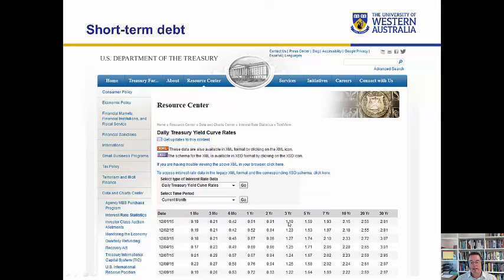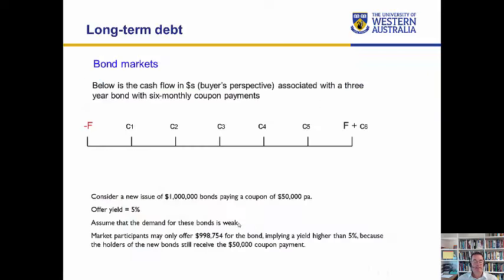Now beyond 1 year we're now talking about the bond market, so that's a little bit different, but I just wanted to show you that these short-term debt markets do have interest rates attached to them, and these are the interest rates on US Treasuries. So short-term debt issued by the US government. Okay, so that is the nature of these short-term debt securities.